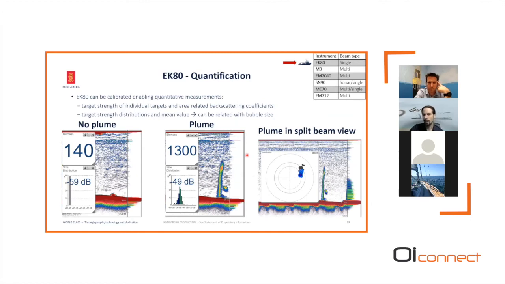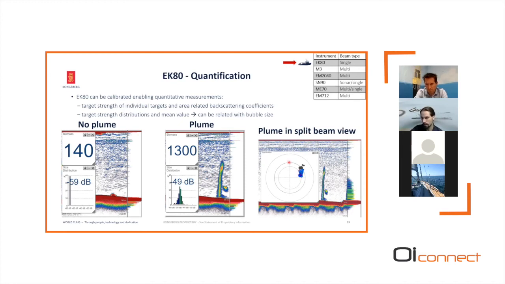As I mentioned, the EK80 is a quantitative instrument, so it is calibrated, and that helps you to basically add a number to your gas plume. So you have a feeling for the target strength of the individual targets that you see in your echogram, and also for the overall backscatter scattering coefficient. You do not only see these direct numbers, but you also have target strength distributions and mean values. This can help you if you want to correlate your results with bubble size distributions or in general gas release rates.